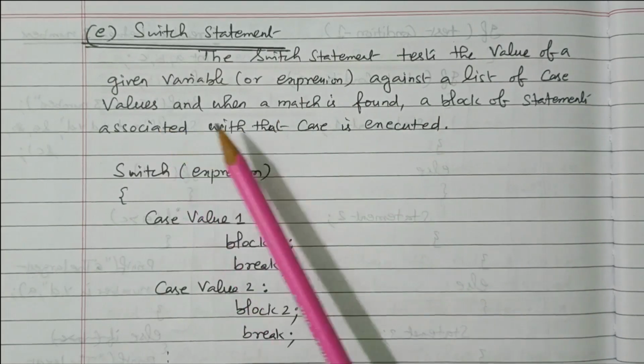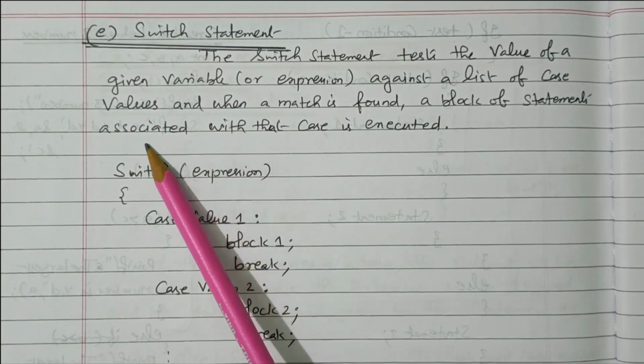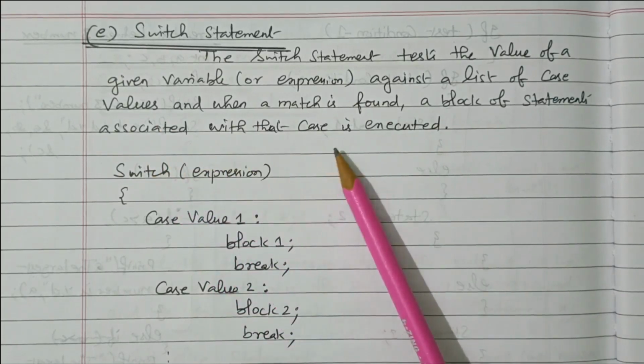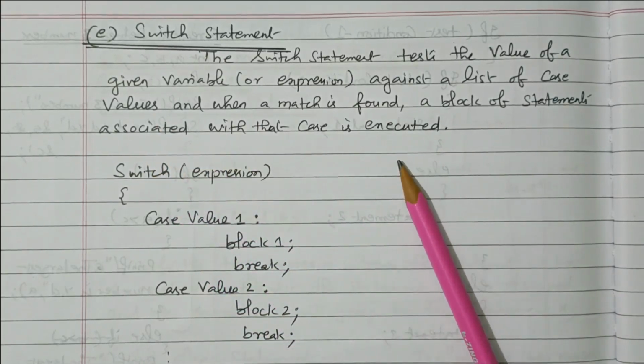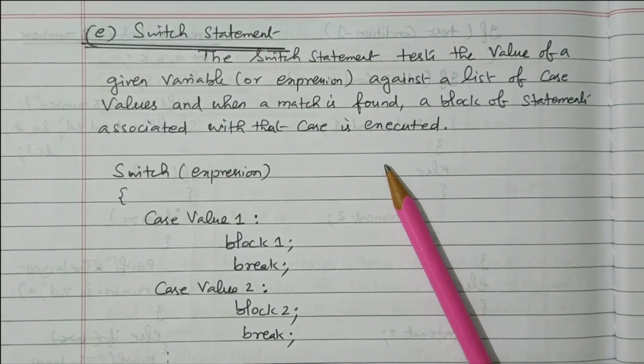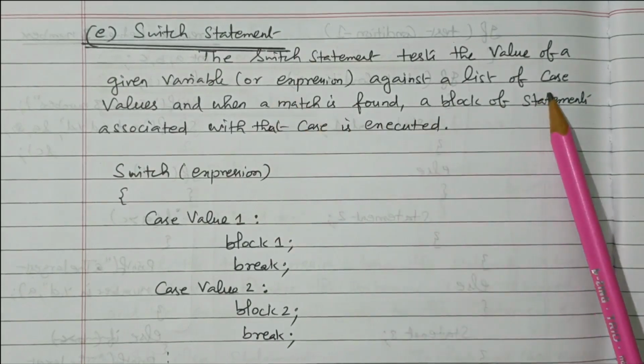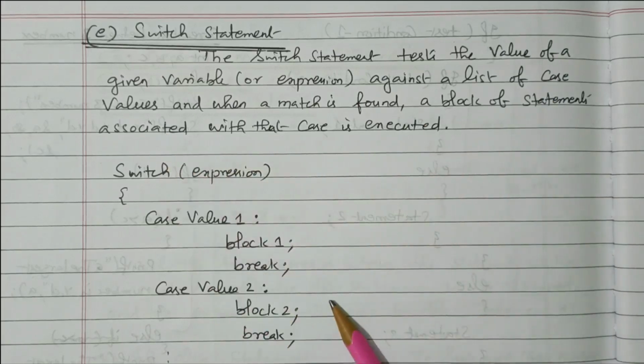So the expression is available and the list of case values is available. If any one value is matching, that set of statements associated with that case will be executed. It's like an if-else. In if-else, one condition is verified, otherwise it goes to the else. But here we have one expression and possible case values are available.